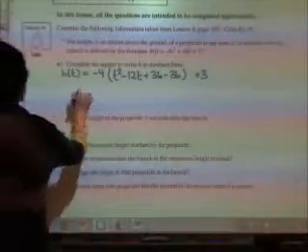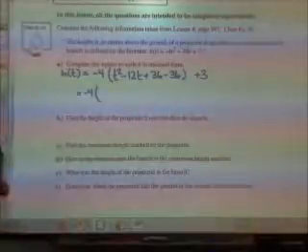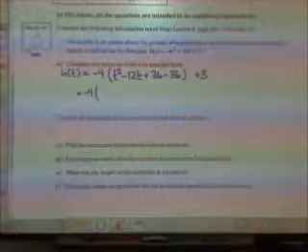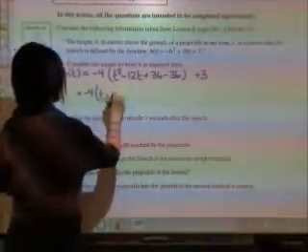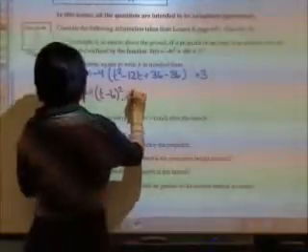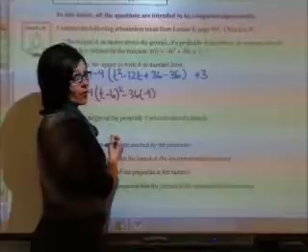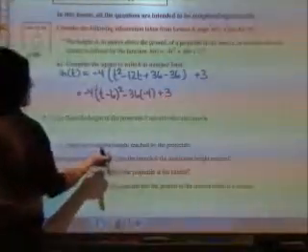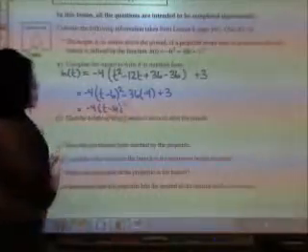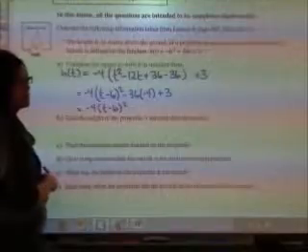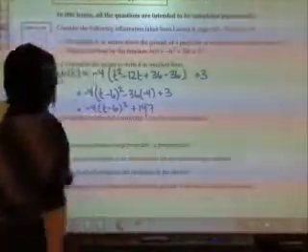Now what would I do? It would be (t minus 6) squared. And what happens to the negative 36? You have to multiply it by the negative 4. And what is negative 36 times negative 4? 144. And then add the 3. 147. So there is my equation in standard form.